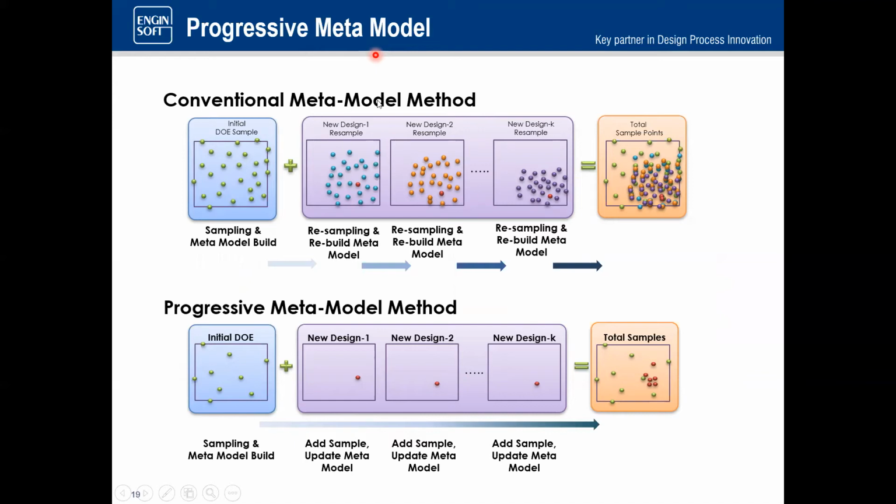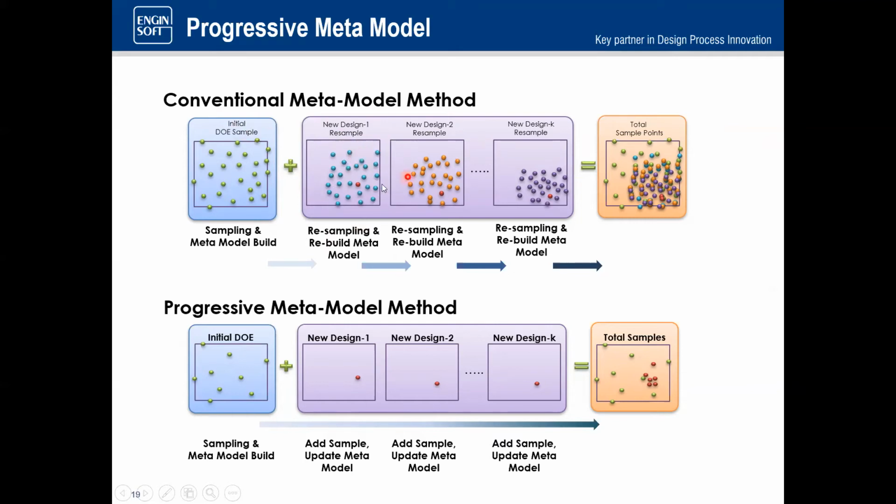The conventional meta model approach involves a lot of resampling, as shown at the top. So you have an initial DOE sample with a certain number of runs, which in some techniques they require a lot. And then based upon the results, as they adjust the parameters for the next search, they're doing resampling everywhere.